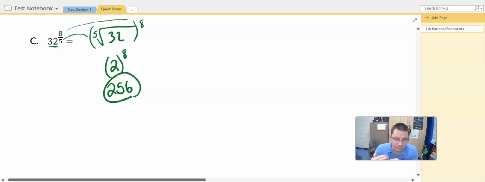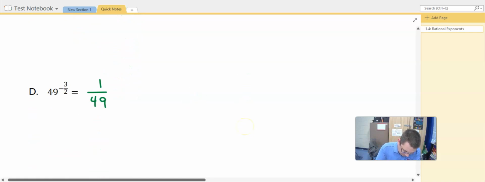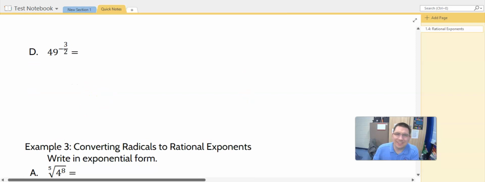Okay? So again, we're going to use those powers to simplify this to its own value. And let's look at D. We got one more example here, and we'll erase that part. 49 to the negative 3/2 power.